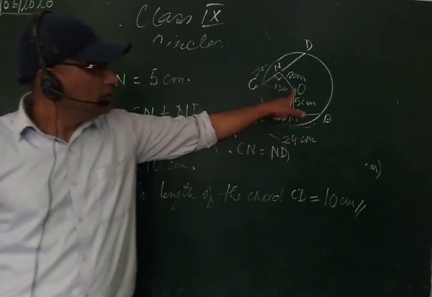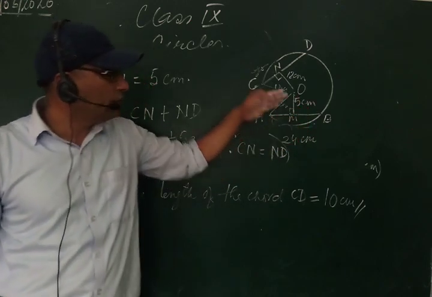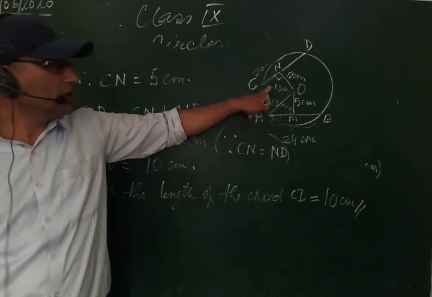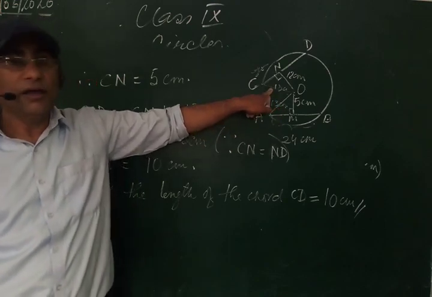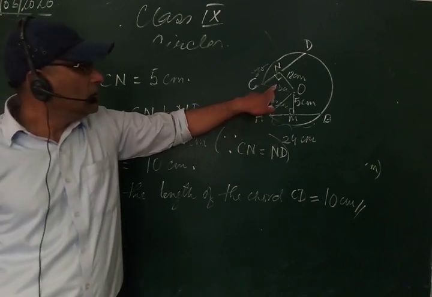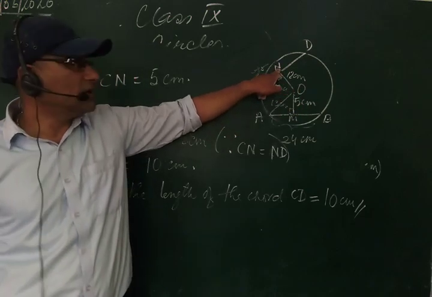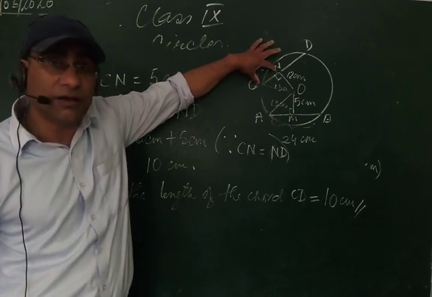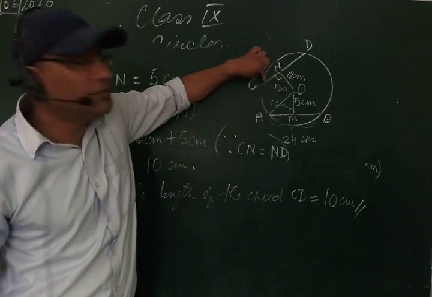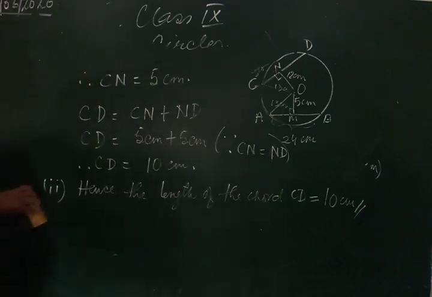In the first triangle, the distance between the center and the chord and the length of the chord were given. With the help of those two, we found the radius. Since the radii of a circle are all equal, this radius and this radius are equal to each other. So if this is coming as 13, this also is equal to 13. So with the help of this radius of the circle and the distance between the center to the chord, once again, that's given 12 centimeters, we can find the length of CN, which is half part of the chord. Now the total length of the chord, CD, will be double of CN. So this is how we get the length of the other chord.